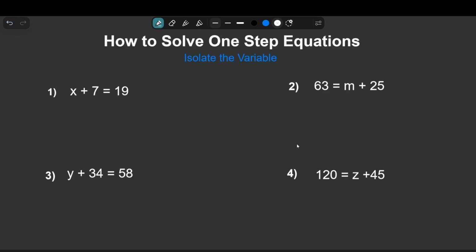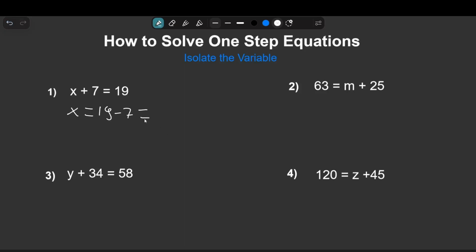Let's jump into number 1, where we have x plus 7 equals 19. The first thing we have to do is isolate the variable by doing the inverse or the opposite of the operation. So how we do this is we make it sort of a different problem. Let's write it down the other way: x equals 19 minus 7. The answer of this will give us the answer of our one-step equation.